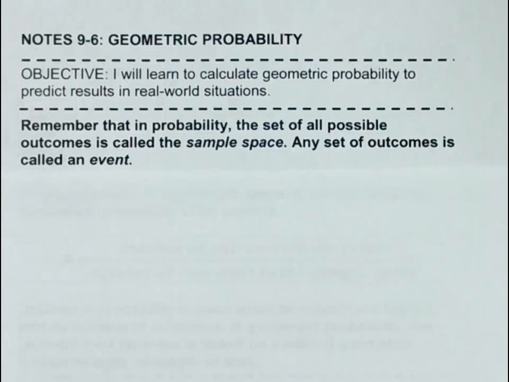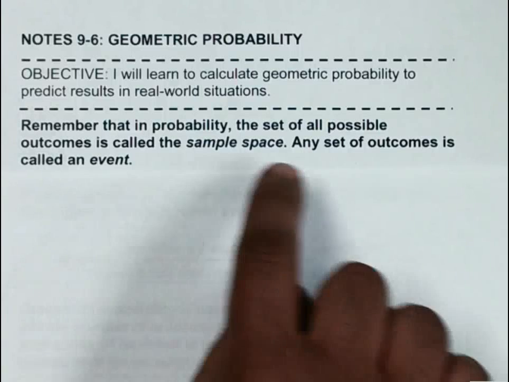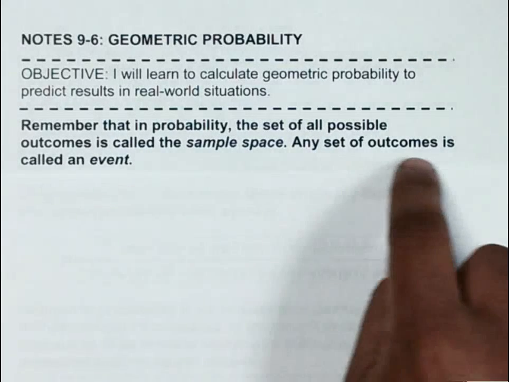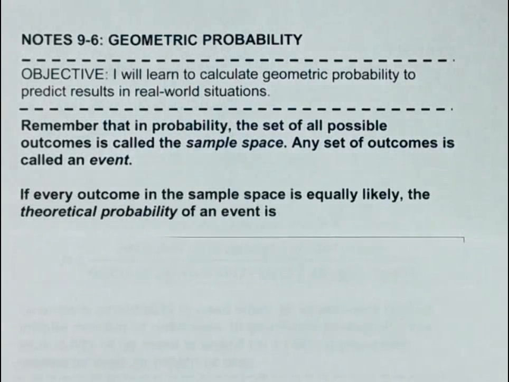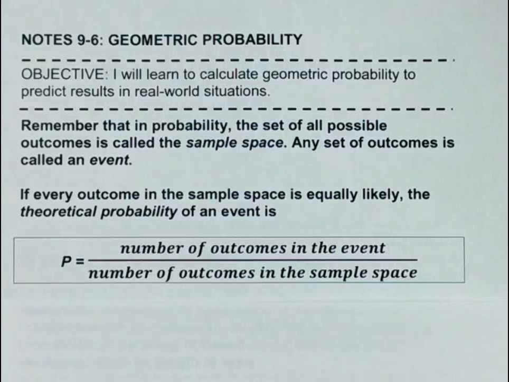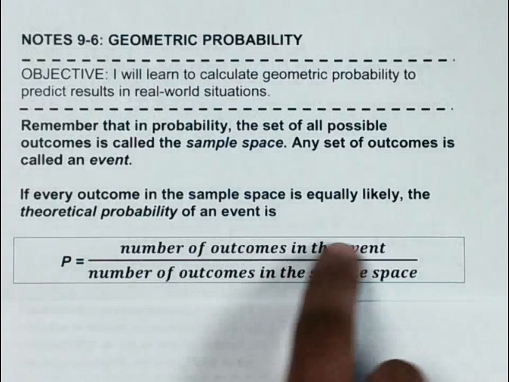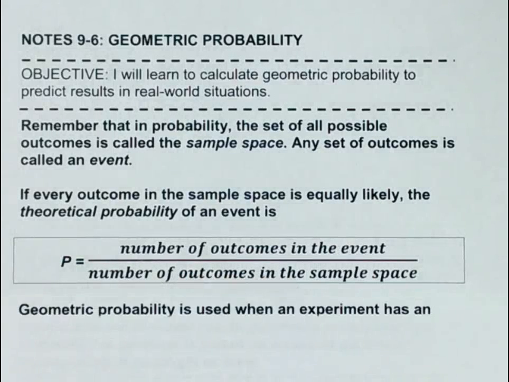Alright, so we're going to do some review real quick. Remember that in probability, the set of all possible outcomes is called the sample space, and any set of outcomes is called an event. If every outcome in the sample space is equally likely, the theoretical probability of an event is the number of outcomes in the event over the number of outcomes in the sample space.